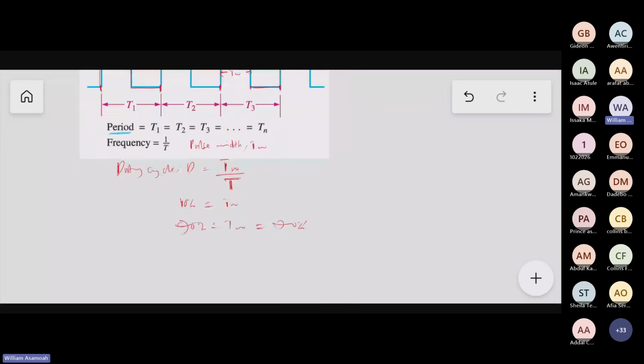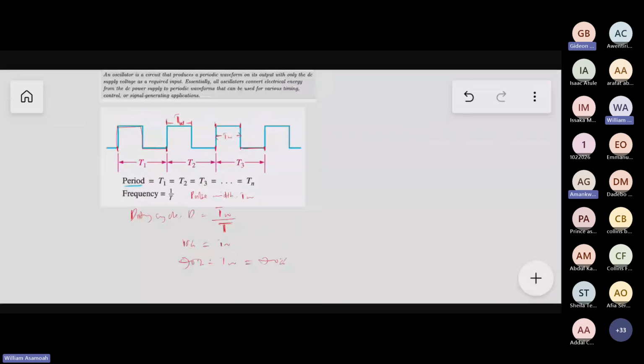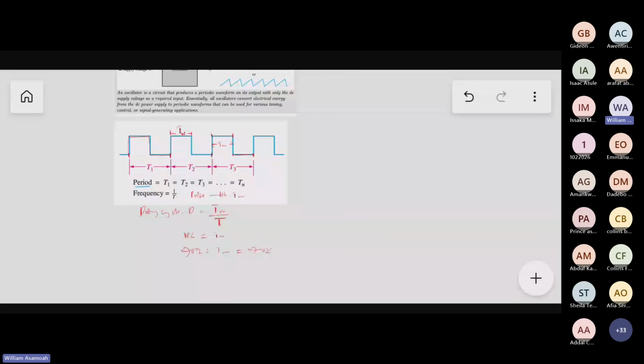Please, do we understand? Yes, sir. Okay, great. Let's take some examples so that we can really understand what duty cycle and pulse width are. So I'm giving you two waves.